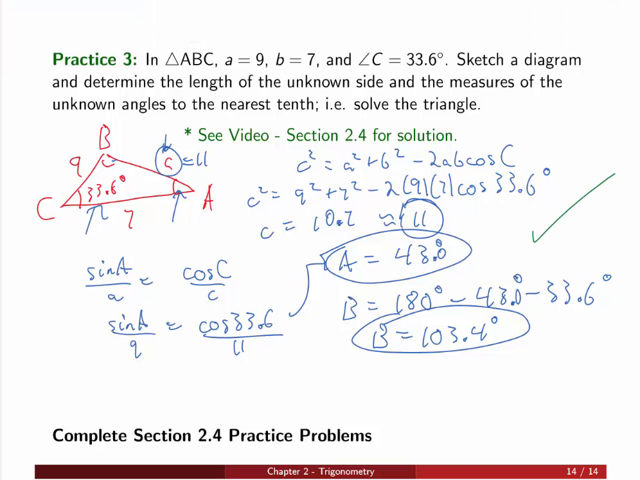Just like that. So that is chapter 2. That is the cosine law. And this last question is using both the sine law and cosine law to solve a triangle.